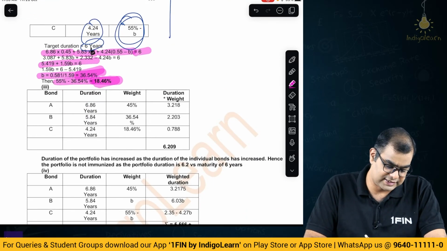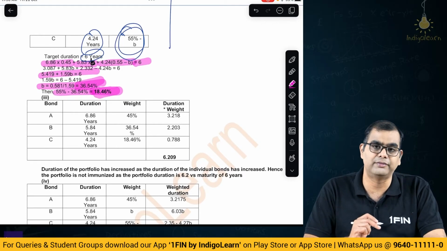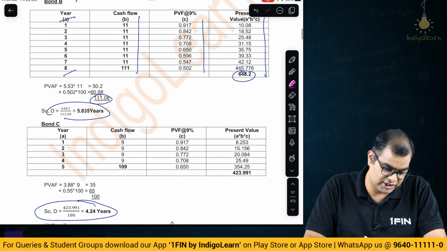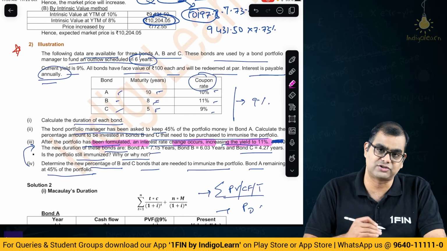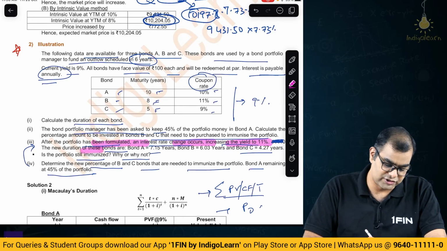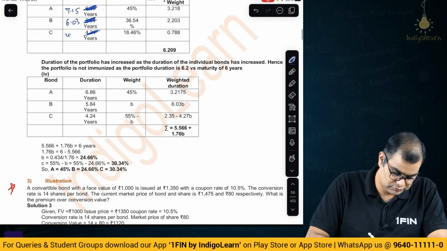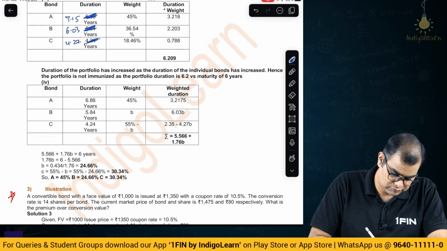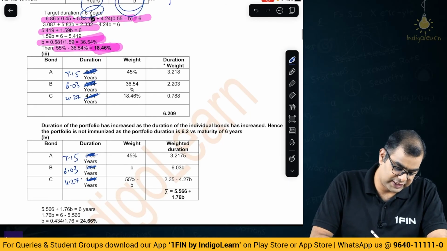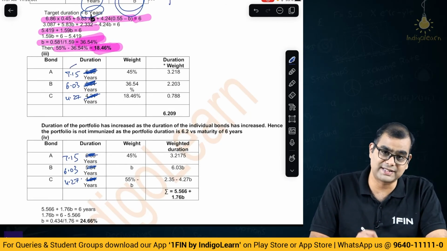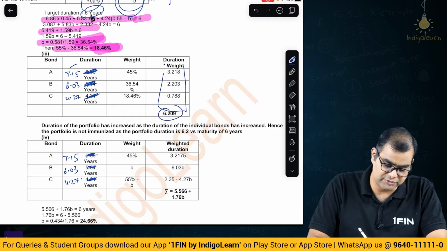Now, what have they said? They have said in the second case, the durations have changed. After the portfolio has been formulated, interest rate change occurs, increasing the yield to 11%. So, from 9, yield has gone up to 11. The new durations of the portfolio are 7.15, 6.03 and 4.27. So, what basically happens is, you've taken the revised duration, multiplied by the existing weights, and you get a weighted average duration which is 6.20 years.